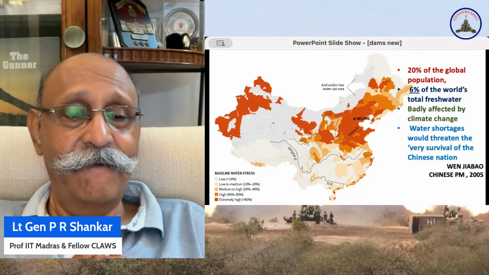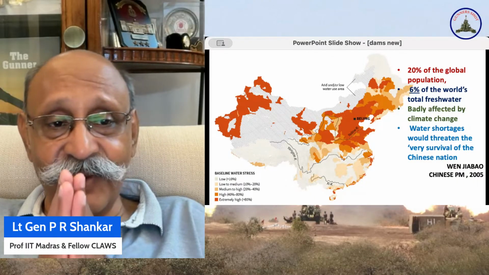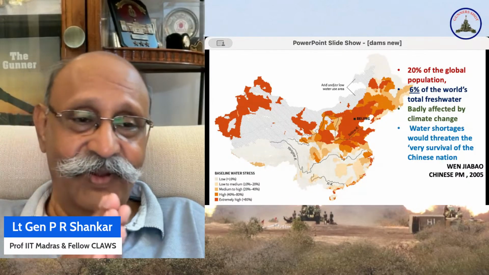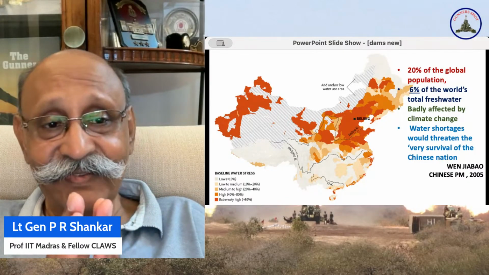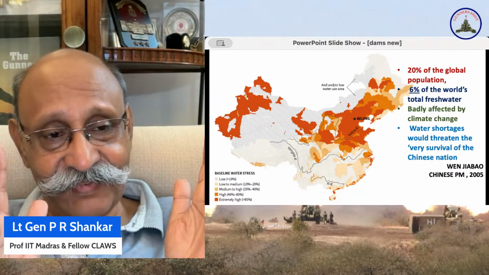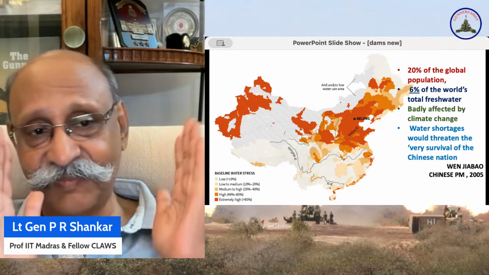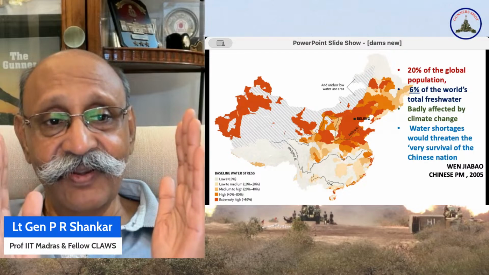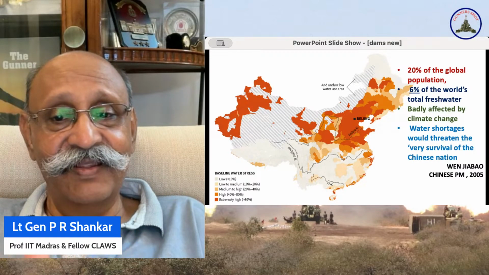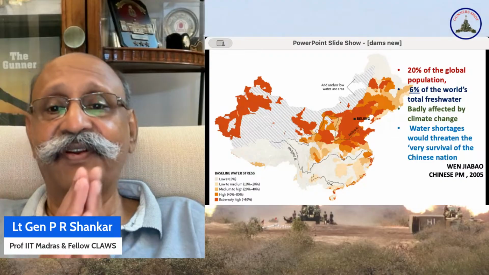This is it. China has 20% of global population, give or take 1% here and there. But it has only 6% of the world's fresh water. Only 6%. So it is water deficient. Please understand. All these areas which I have shown are all water deficient areas.